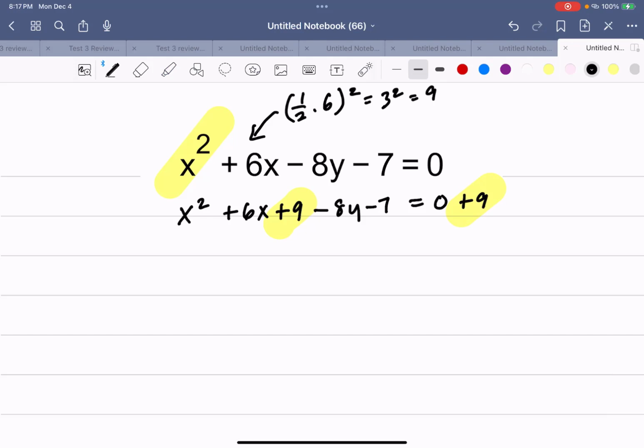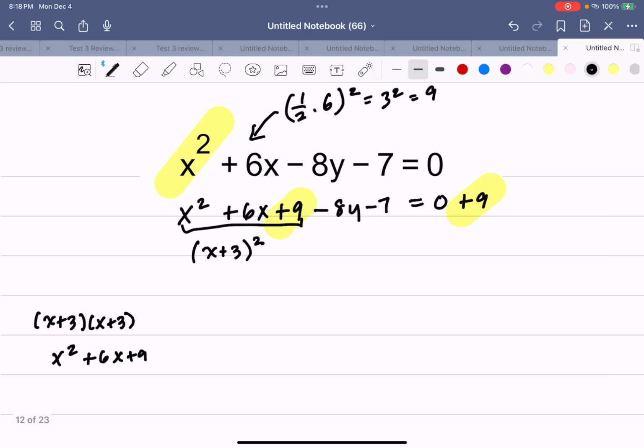So I'm going to factor x plus 3 squared. That's how you factor x squared plus 6x plus 9. Because remember, when you FOIL this out, x plus 3 times x plus 3 becomes x squared plus 6x plus 9. And then I have a minus 8y, a minus 7 equals 9.